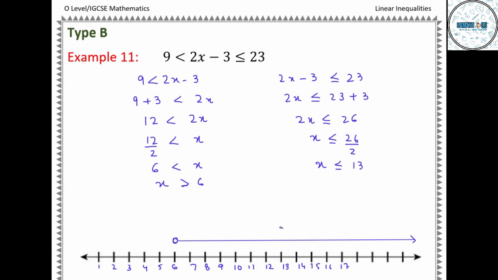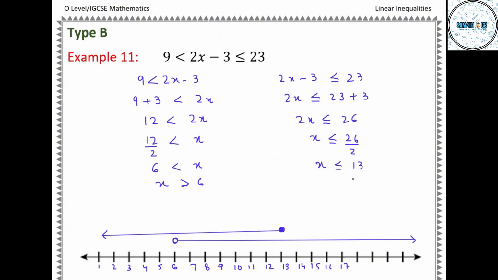We have to draw a circle dot at 13, and then we have to draw a line in the direction of this arrow. As we have solved two inequalities here, the answer would be the one which is common in both. So the values will be the answer.